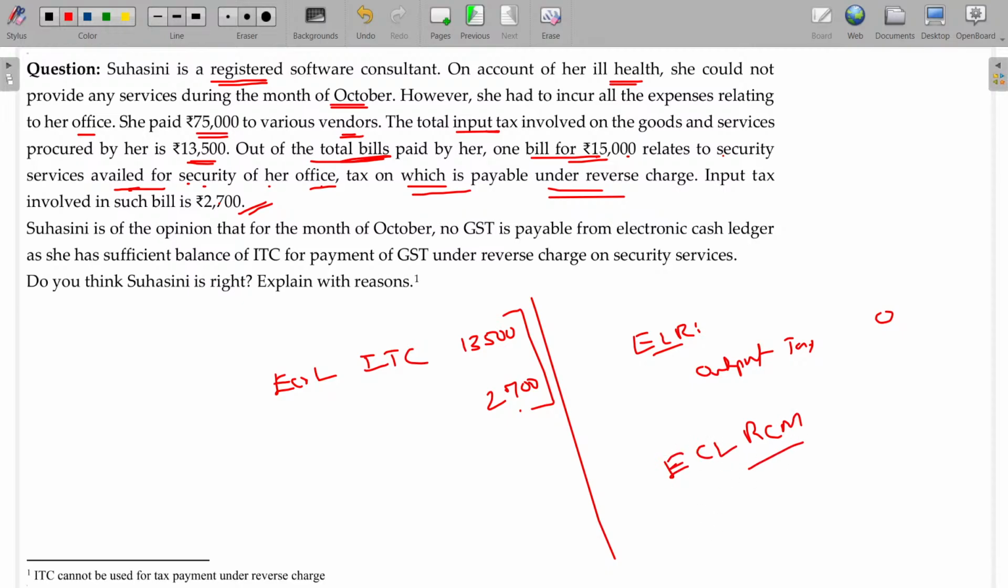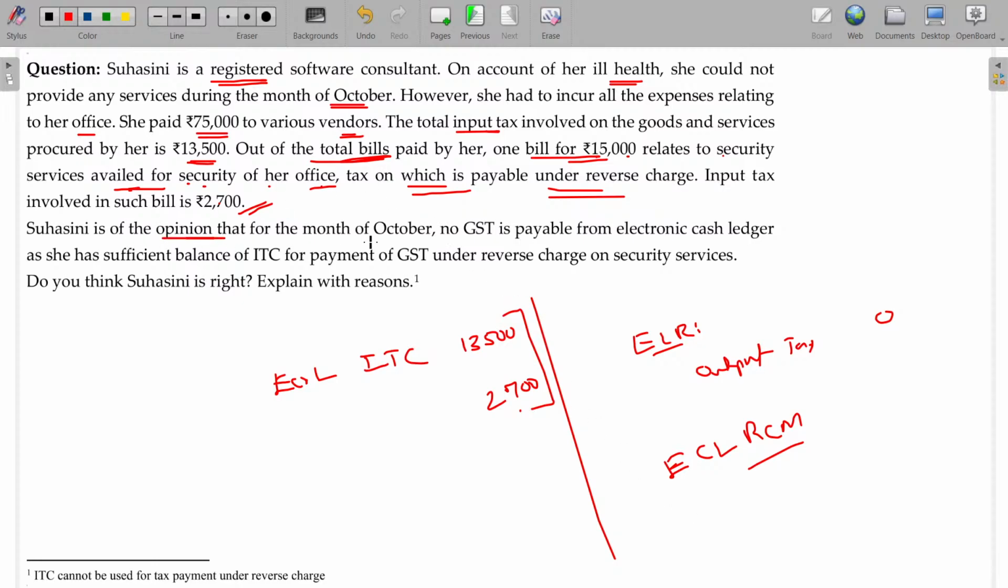So whatever the RCM basis tax you pay, first pay using the electronic cash ledger. After that, showing the same bill, you can claim it back. That will come to the electronic credit ledger. Pay using the electronic cash ledger and get it credited in the electronic credit ledger. Is that okay? Very, very important.